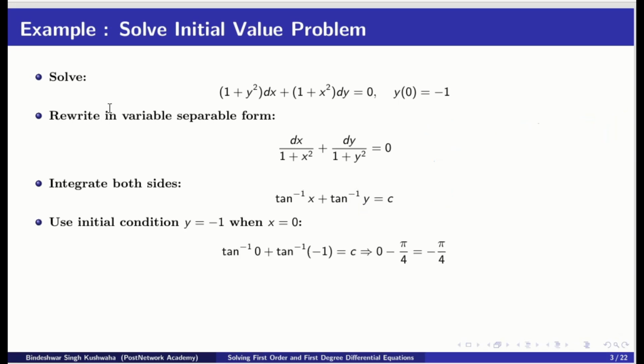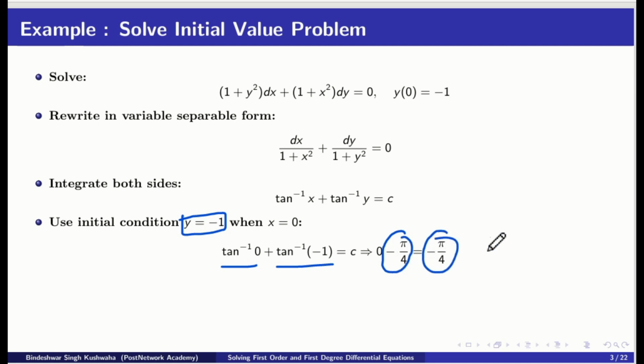And here you can see that a condition is given. So we will put this condition. When x is 0, y would be -1. So here tan inverse 0 is again 0, and tan inverse -1 would be minus pi upon 4. So we'll get this one.